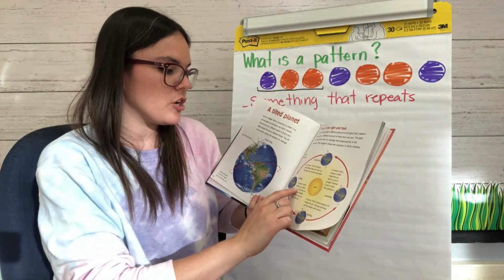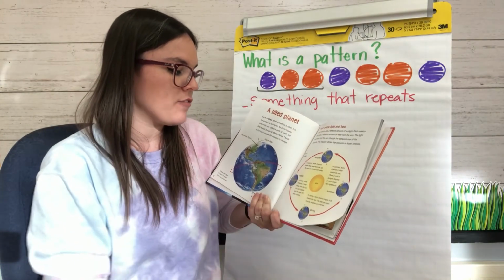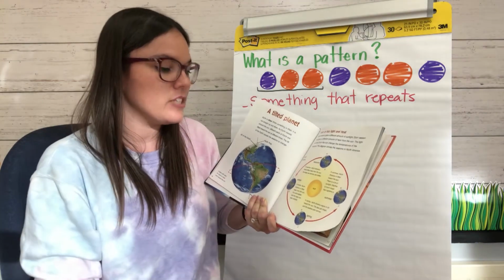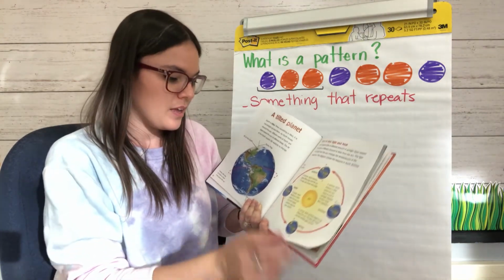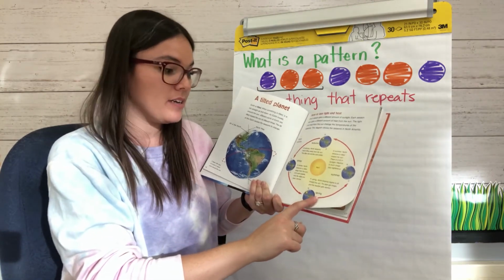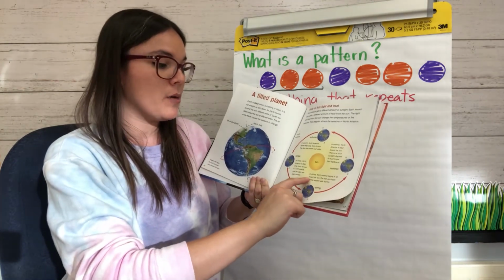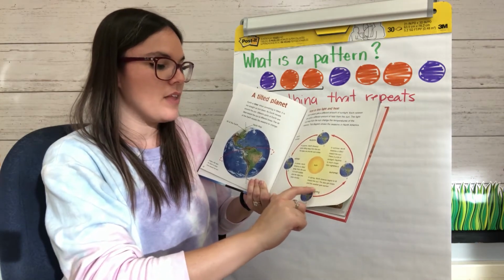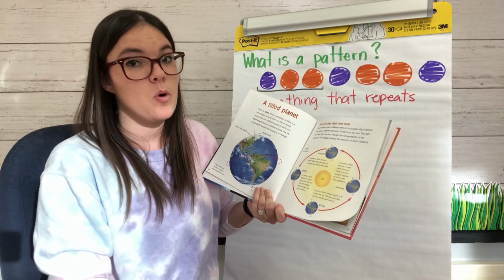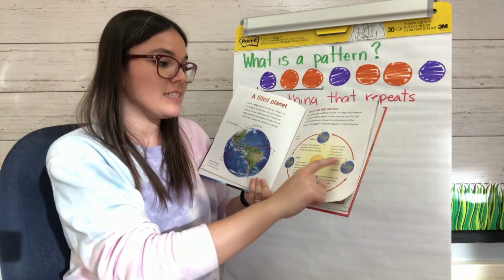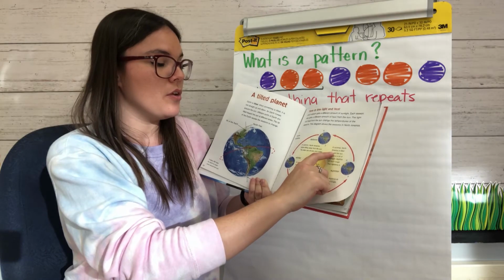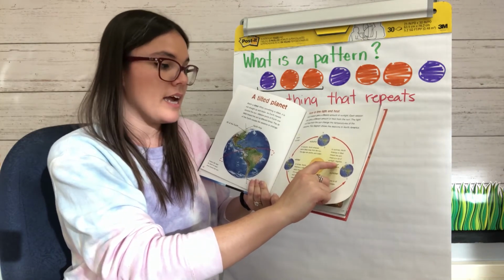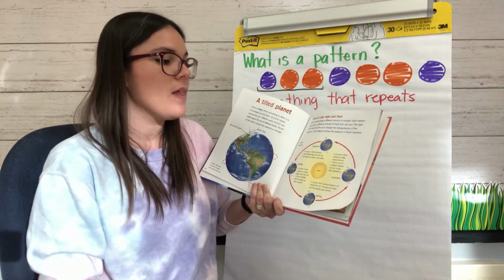It says in winter, North America is tilted away from the sun. It is cold outside and the days are even shorter. And then after winter is spring. So in spring, North America begins to tilt toward the sun. The days get longer and the weather gets warmer. And of course, my favorite, summer. In summer, North America is tilted toward the sun. There is a lot of sunlight. Daytime is much longer than nighttime.